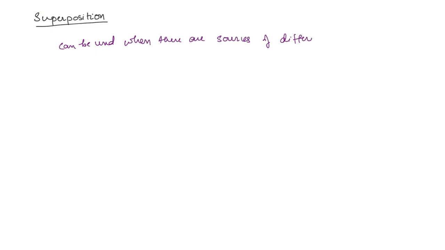It can be used when there are sources of different frequencies. That means in the same circuit, let us say you have two different sources, and both of them have different frequencies. Then can we apply the phasor analysis? We cannot apply. We've already discussed why we cannot apply, right? But if you have superposition, then you can take each of the sources and do the phasor analysis, and then finally you can add the individual responses. And the one thing that you have to remember when you are adding the individual responses is that you should add them in time domain.